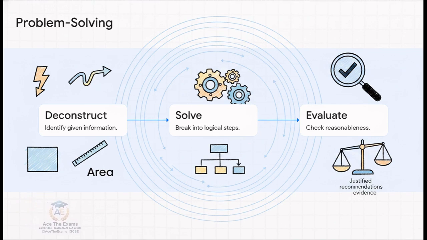You use this exact problem-solving framework. Step 1. Deconstruct. You must actively identify the given information before you even reach for your calculator. Pull out the voltage, the current, standardizing the units for length and area. Step 2. Solve. Systematically break the math into logical, sequential steps. Don't rush it like Sam. Step 3. Evaluate. Look at your final number. Check it for reasonableness. Does a domestic circuit wire really have a resistance of 1 million ohms? Probably not. Make justified recommendations based on your evidence. When you orchestrate your answers through this exact deconstruct, solve, and evaluate framework, you are speaking the examiner's language fluently.